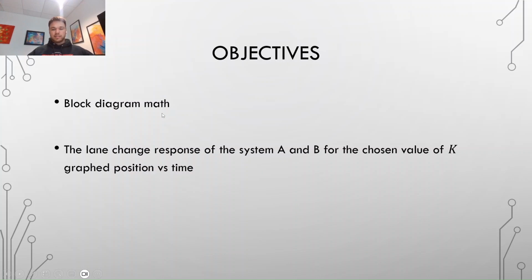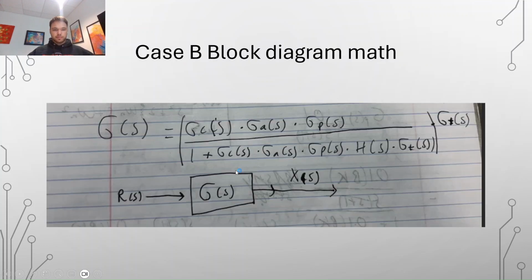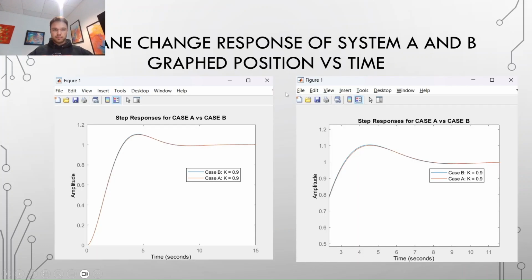So I'm going to be going over basically the same objectives and review as I went over in the first system. Case B block diagram math was going to be what I just talked about, and this is what I ended up using. I used MATLAB to simplify it down for me because I wasn't going to go through every single step and make a silly little math error and then put it into MATLAB and have the wrong numbers because I messed up on my own. This is just what I talked about earlier and what it all was going to be coming out to. The GT of S is the 1 over S squared.